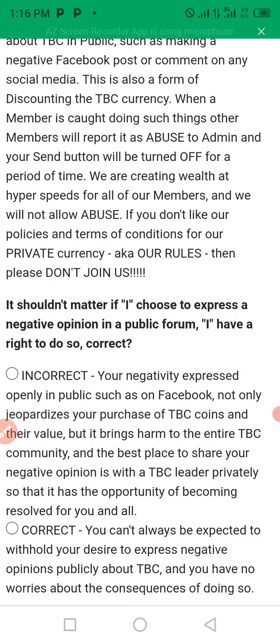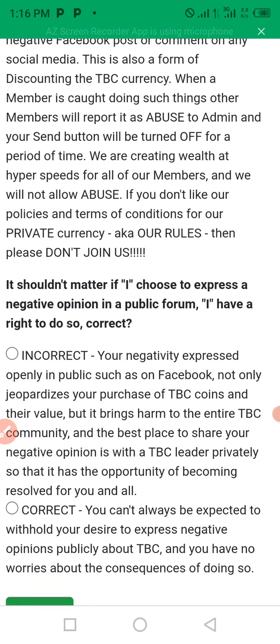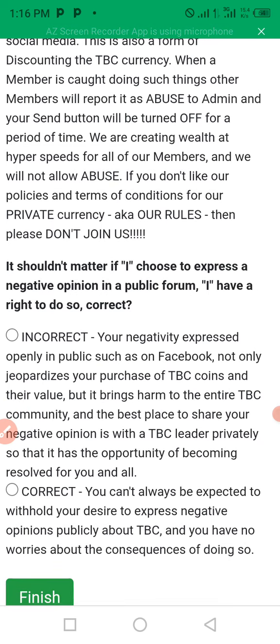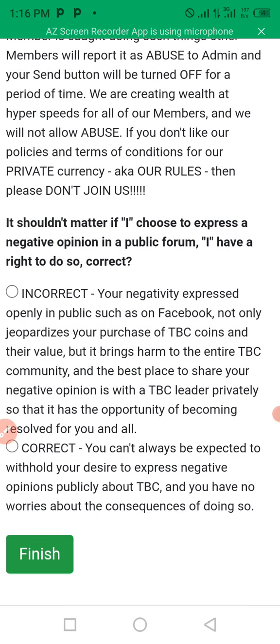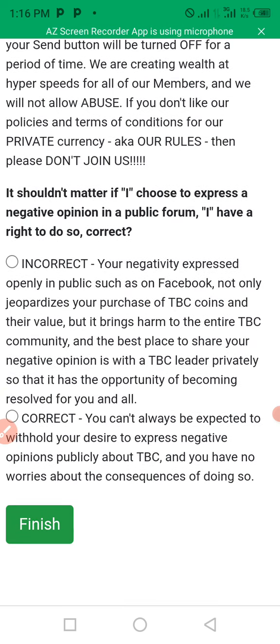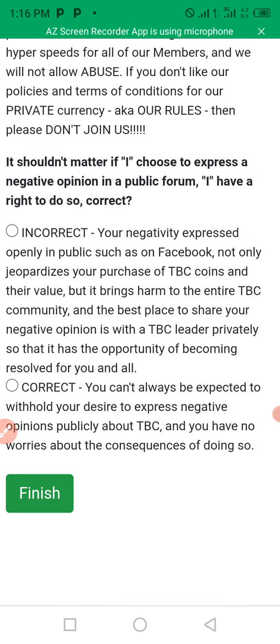When a member is caught doing such things, other members will report its abuse to admin, and your send button will be turned off for a period of time. We are creating wealth at hyper speed for all of our members, and we will not allow abuse. If you don't like our policies and terms of condition for our private currency, aka our rules, then please don't join us.